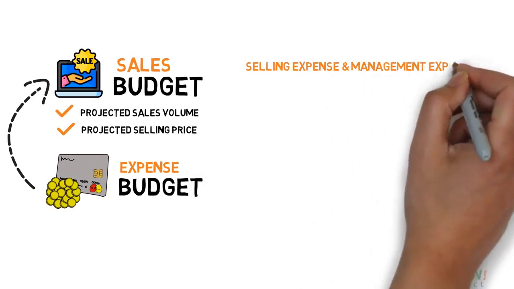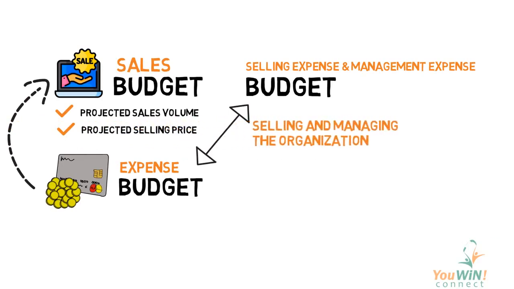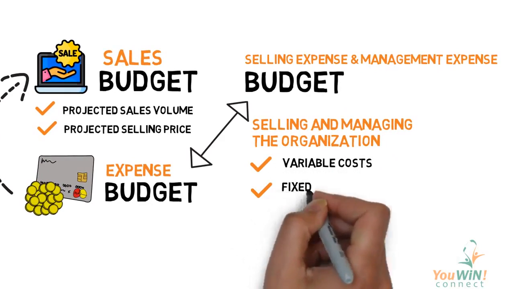Let's take a look at selling expense and management expense budget. This budget is under the expense budget. The budget of selling and management expenses illustrates how much management projects to spend on selling and managing the organization. Budgets of selling expense and management expense are often constructed after the sales budget is established and based on the projected sales volume. The costs included in the budgets of selling expenses and management expenses are often divided into variable cost and fixed cost.